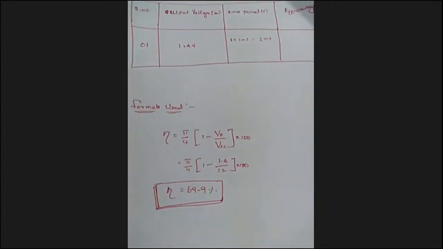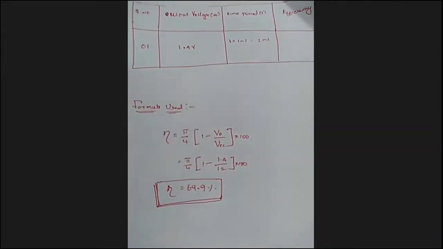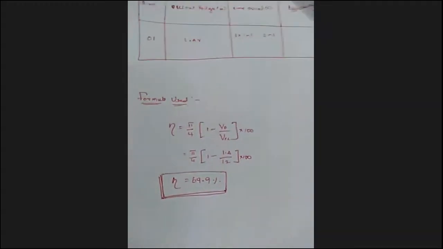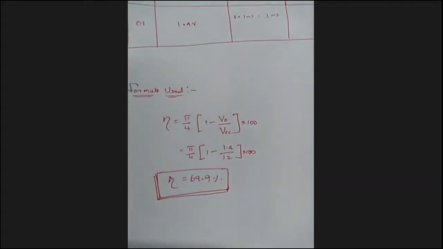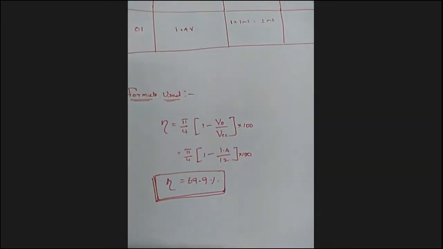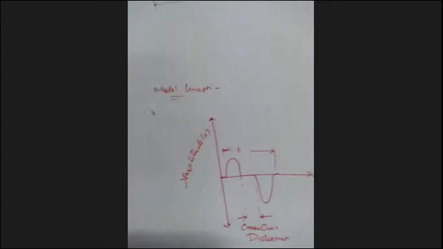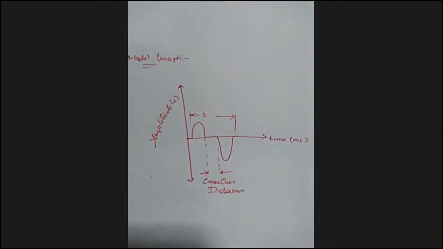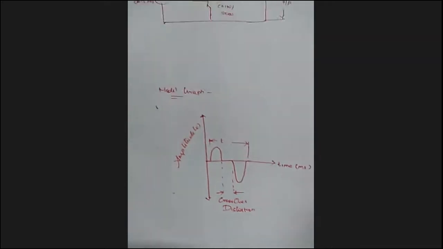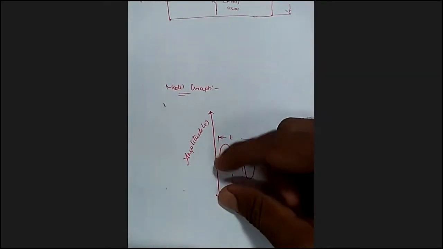Efficiency we need to calculate. The formula is, note it down, pi by 4 into 1 minus V naught divided by VCC, into 100 if you need to calculate it as a percentage. So it is pi by 4 into 1 minus 1.4 divided by 12 volt, which is the VCC, into 100. So you get around 69.6. This is the model graph that you need to draw, in the real graph. The peak to peak amplitude is 1.4 volt, so 0.7 and 0.7, and together this should be 1 millisecond.